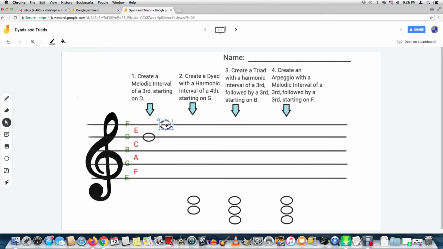Now, this is what a skip looks like, because we would be skipping over this space to get from the first note to the next note. So we're going from a line to a line by skipping over this space.